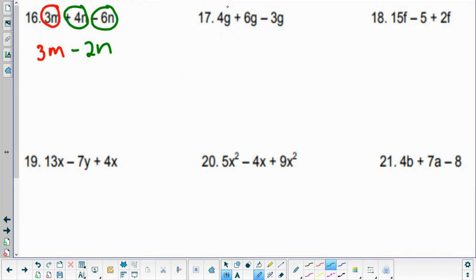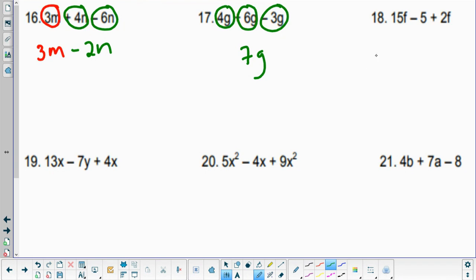Okay, in 17, all of these have g's, so they all can be combined together. So 4g plus 6g, well, that's 10g. 10g minus 3g is 7g.